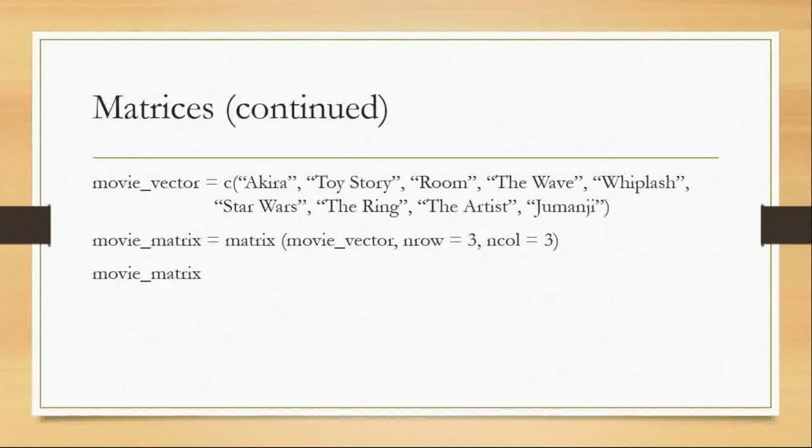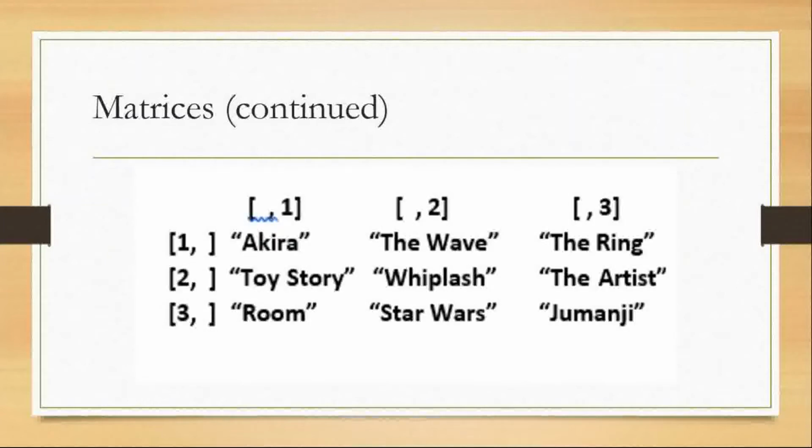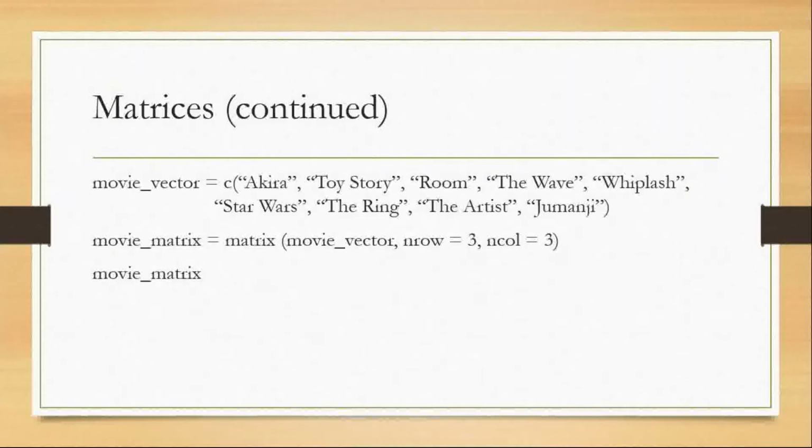So in the example shown on the screen, first we are creating a list, and then we are trying to create a matrix with 3 rows and 3 columns. So this is how the matrix will look like. Obviously, the values will be populated column wise.